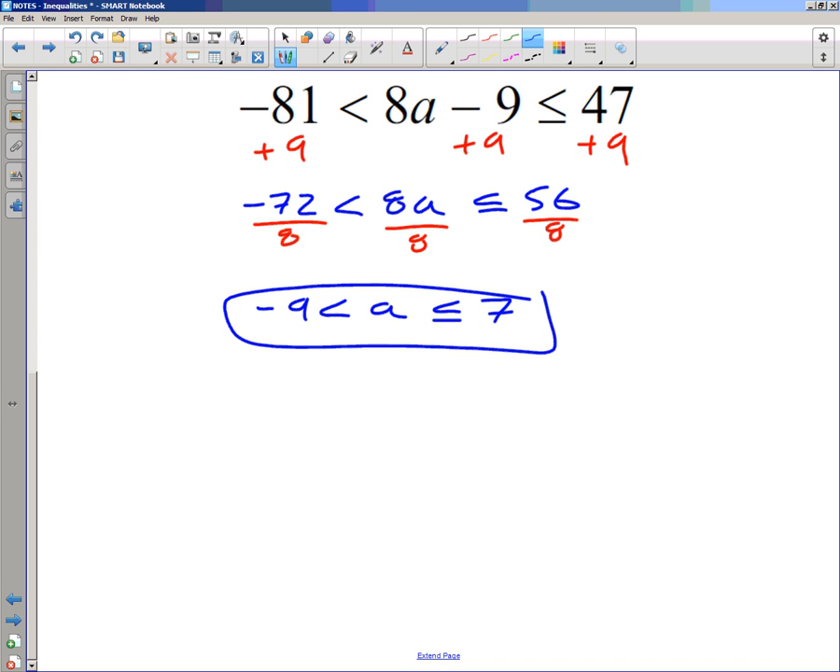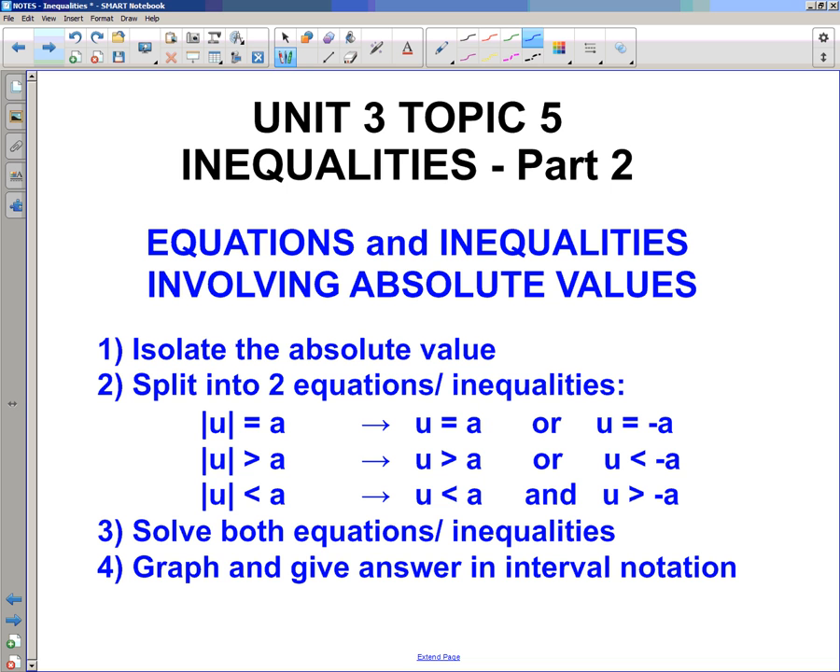Okay, so that's our basic inequalities. Anything from that that you'd like to go over a little bit more before we move on to the advanced stuff? Again, I know this is a long day of notes, but just get it all out of the way in one day. All right, equations and inequalities involving absolute values.